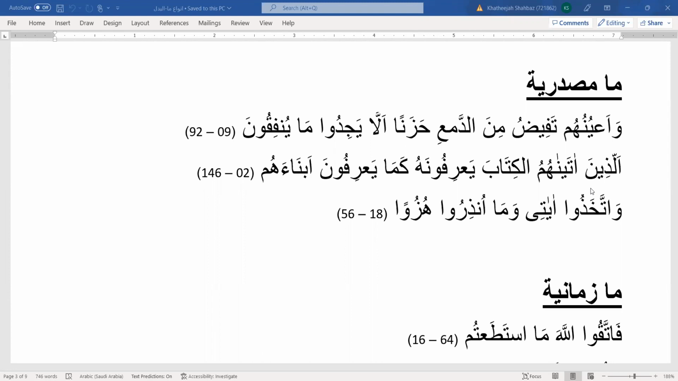Okay, a ma which is used. This is a very important ma. We need to understand this. This will really help you if you understand this and start using it. This ma comes with a fil, and it has a sila, they call it. You can then change that to a masdar, and it will make sense, inshallah. For example, we'll learn with an example.